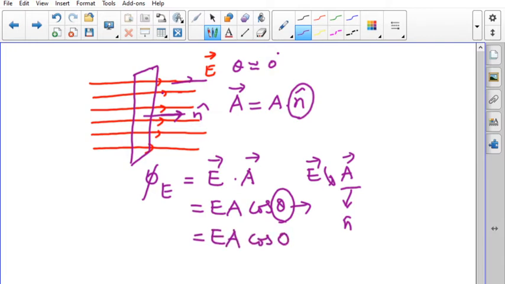Hope you understand. You should not mistake why area is kept perpendicular, but we have taken the angle here as 0. You should not misunderstand it.